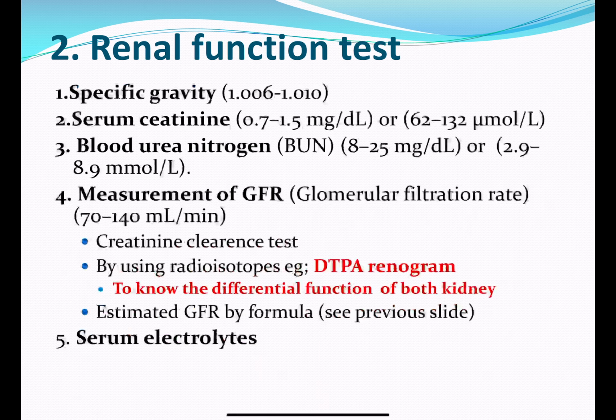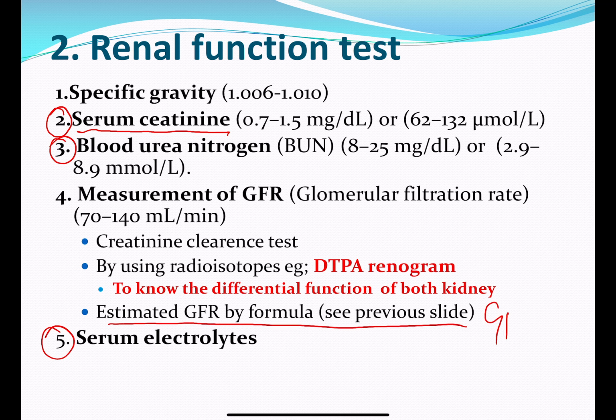There are so many other kidney function tests. Basically we do serum creatinine, blood urea nitrogen, and electrolytes. These are very commonly done tests. By using the formula and the serum creatinine, we can identify the GFR as well. Estimated GFR we can calculate. I've already explained this in my previous lecture, so please follow that lecture.